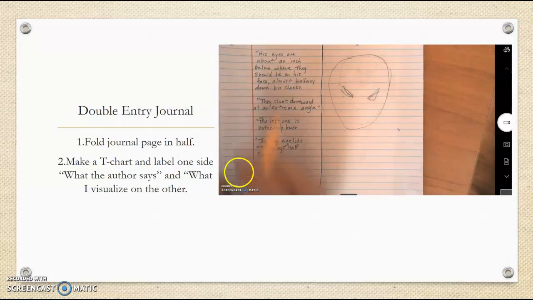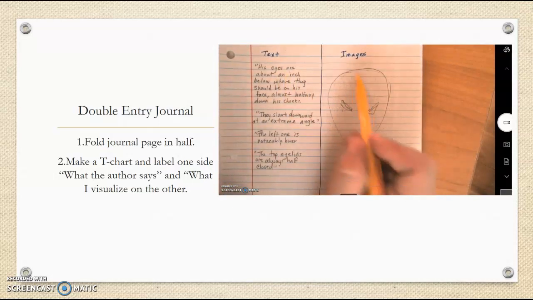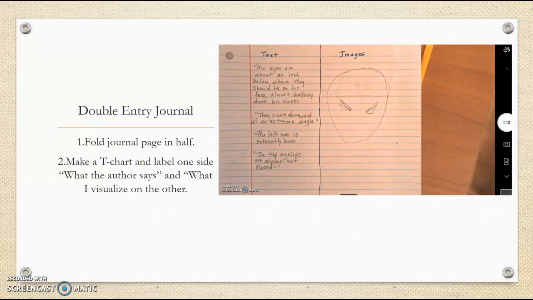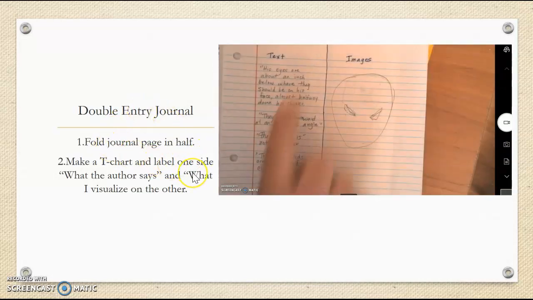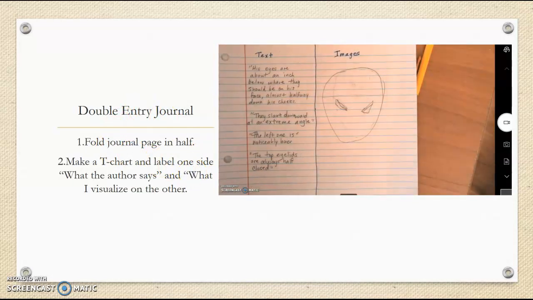Okay, so you can see by reading the text, the author gave us some really good descriptions for us to make a mental picture of just what Auggie looks like and why people react like they do so extremely. So that's how you do a T-chart. Again, it's folded paper, two columns. Left is text, the right side is the images that you draw.